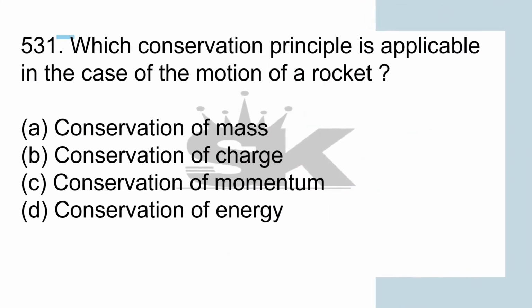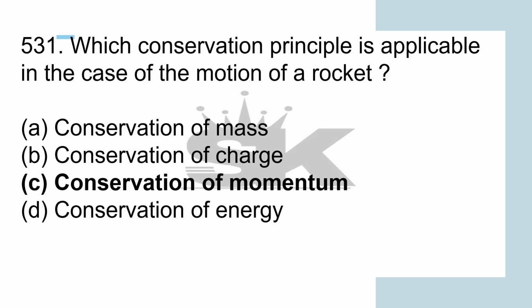Which conservation principle is applicable in the case of the motion of a rocket? I think everyone knows this. A rocket taking off, the recoil of a rifle, and a back shot in a pool are examples of going backward. Direction of motion is used to define positive and negative. Where the external forces are significant, the concept of conservation of linear momentum can be applied to a limited extent. Here the answer is conservation of momentum.